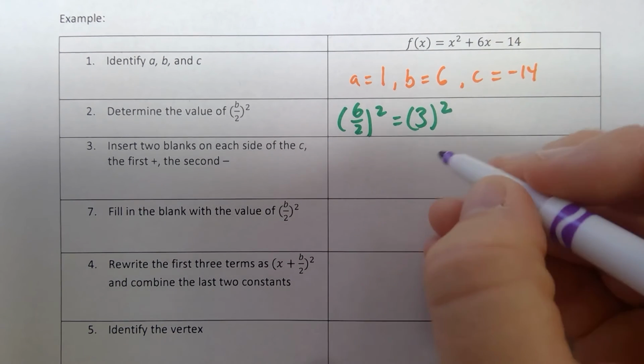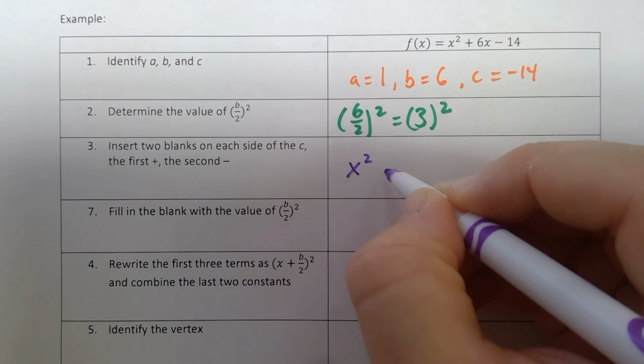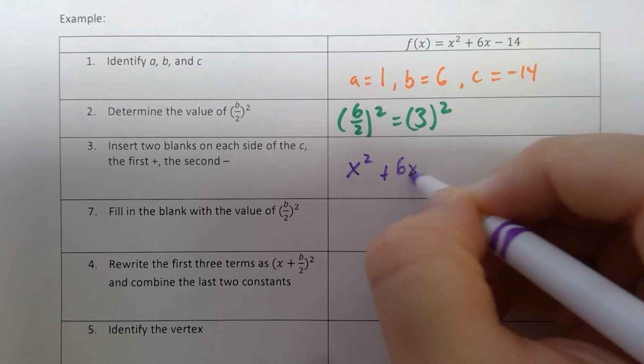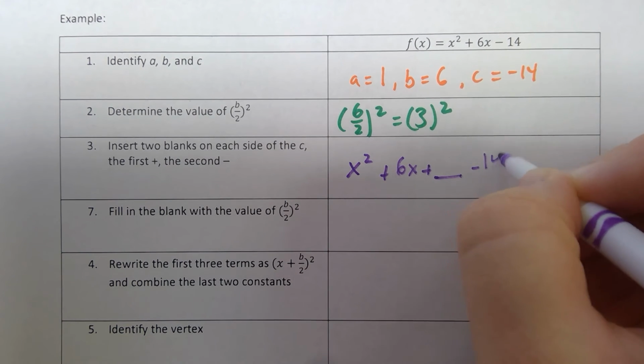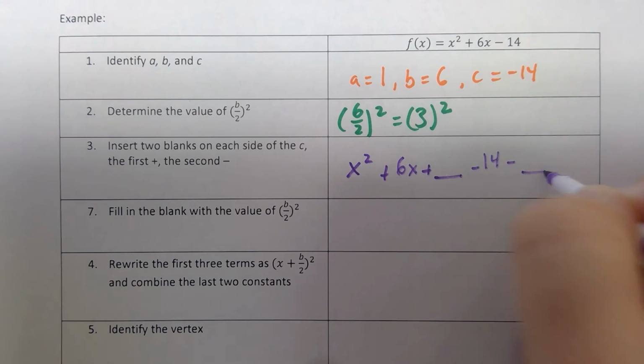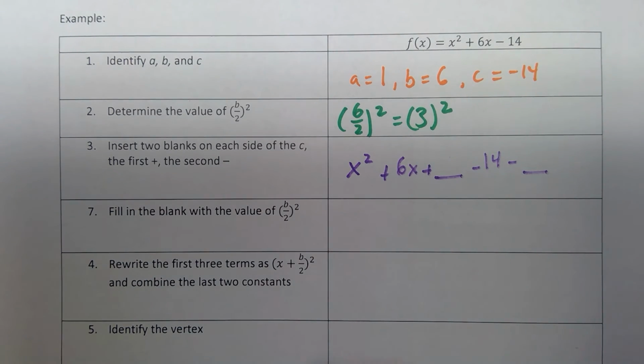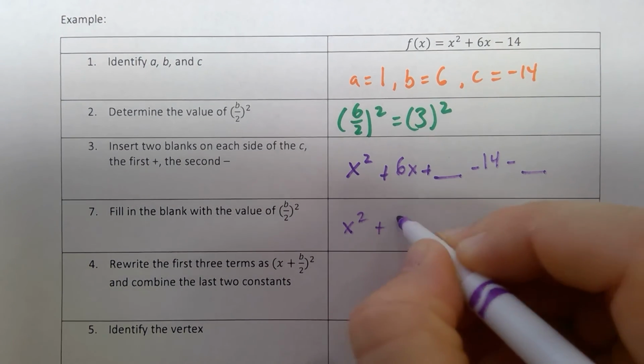Now, let's go into our blanks. x squared plus 6x plus blank minus 14 minus blank. All right, looks good. Let's do it again.